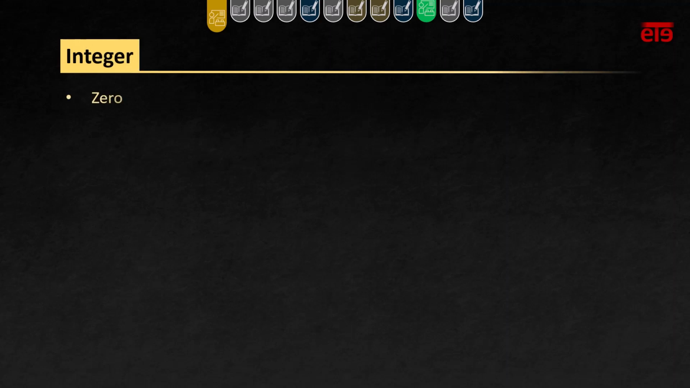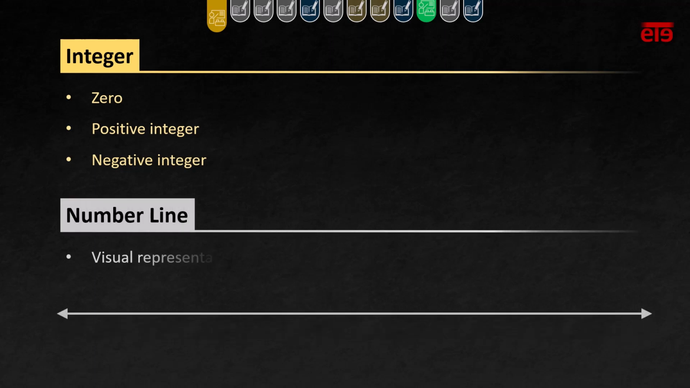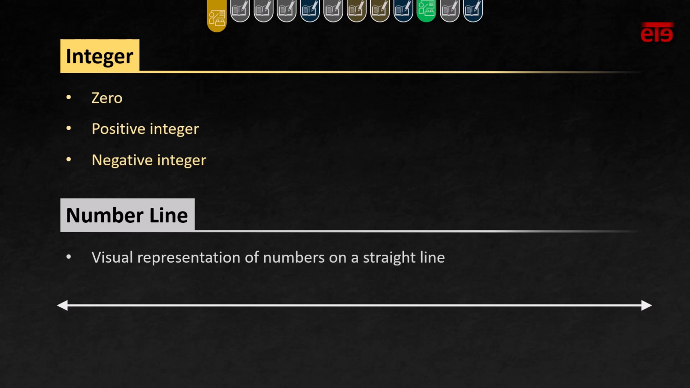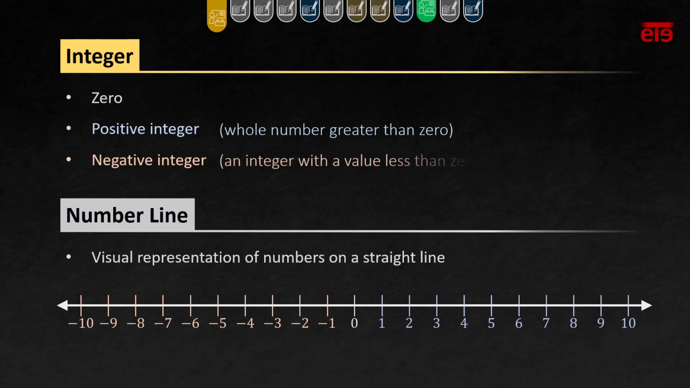Integers may be 0, positive or negative. Integers can be marked on a straight line called the number line. In other words, the number line can visually represent integers on the straight line. Here is 0. The values of integers are greater on the right side of the number line. Positive integers are on the right side of 0. A positive integer is a whole number greater than 0. In contrast, negative integers are on the left side of 0. A negative integer is an integer with a value less than 0.